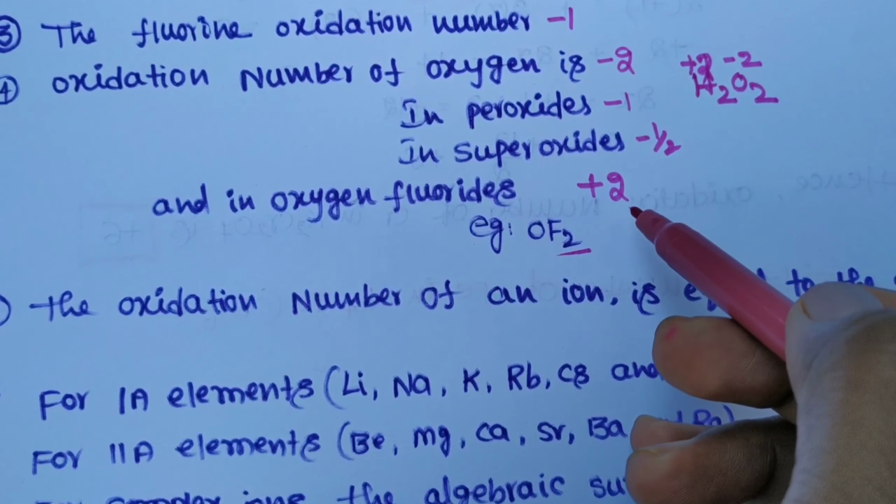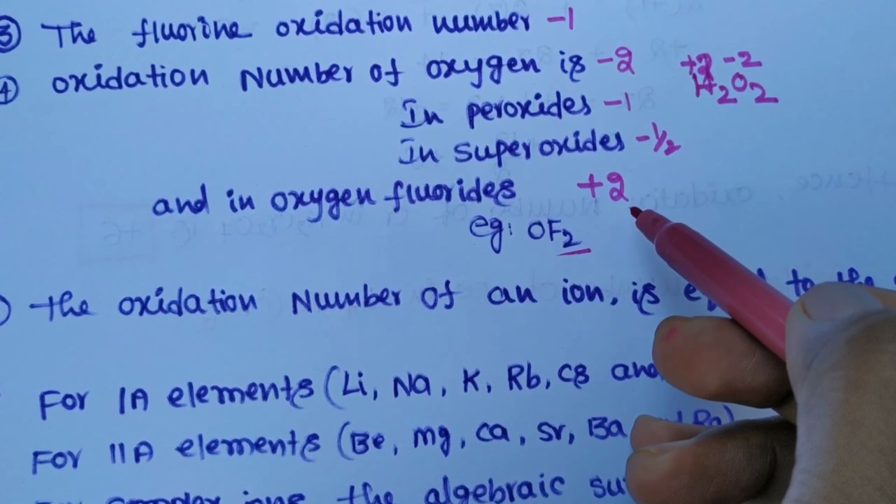Okay, now for superoxides also we will see one example. So KO2. Okay, so here K oxidation number is +1, here -1. So here 2 oxygens are there, that's why it will become half of the oxidation number. So that is minus 1/2, for 2 oxygens. So this is superoxide KO2. So in superoxides oxidation number of oxygen is -1/2, example is KO2.